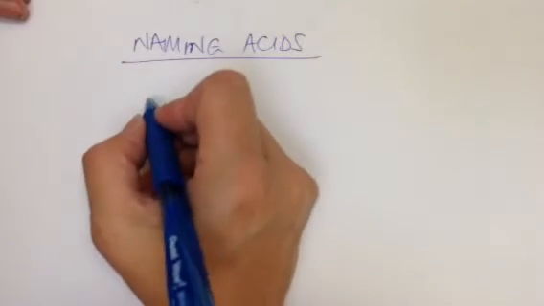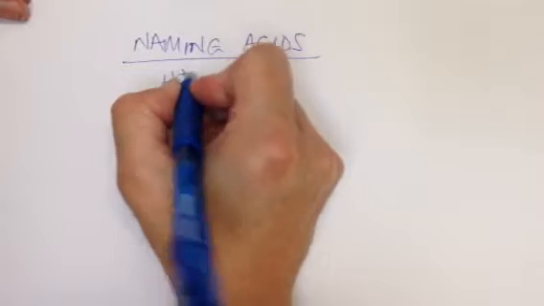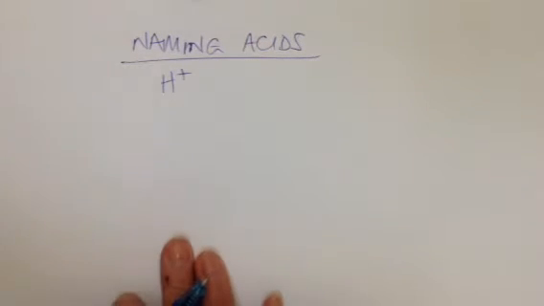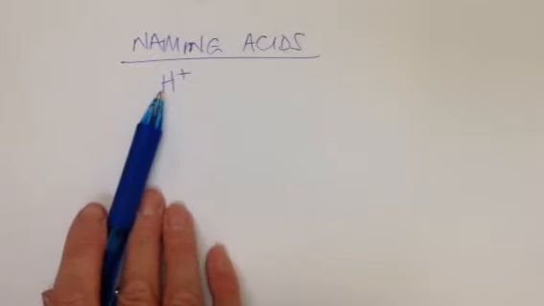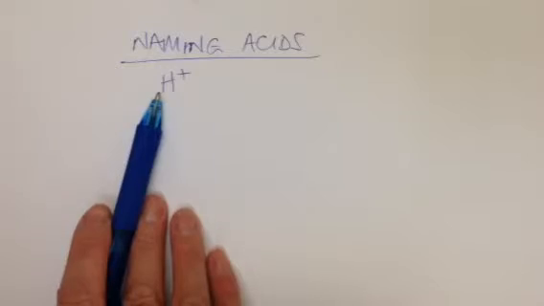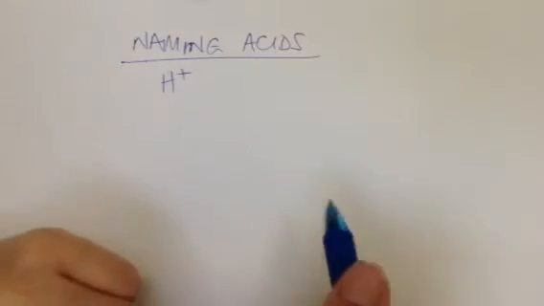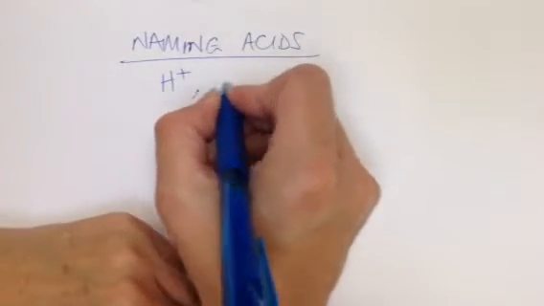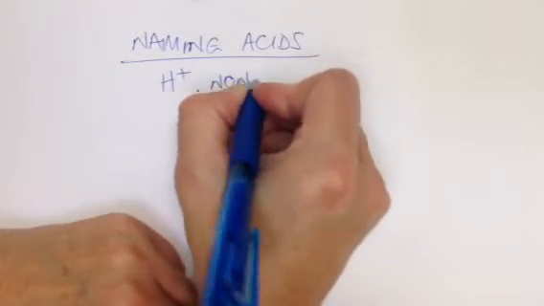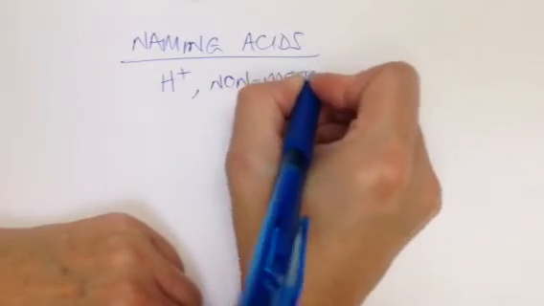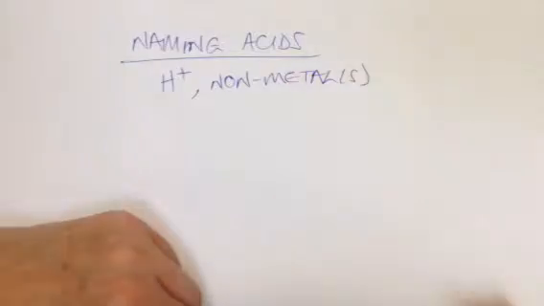Naming acids. You're going to recognize something as an acid because it contains the H plus ion. Now, acids are molecular. They contain nonmetals, but when you dissolve them in water, they form the H plus ion. So that's how we're going to recognize an acid. It contains a hydrogen. It also contains a nonmetal, sometimes nonmetals, depending on the type.